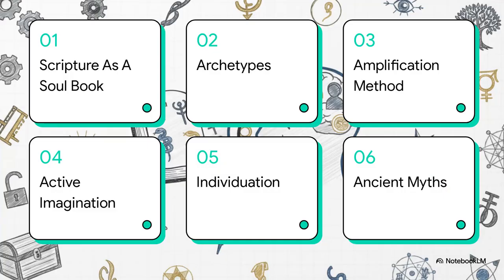Okay, let's take a quick look at our syllabus. Here are the 6 core concepts you really need to master. Scripture as a soul book, archetypes of the unconscious, the method of amplification, active imagination and symbols, the path of individuation, and finally, ancient myths, modern meaning. Let's just dive right in.